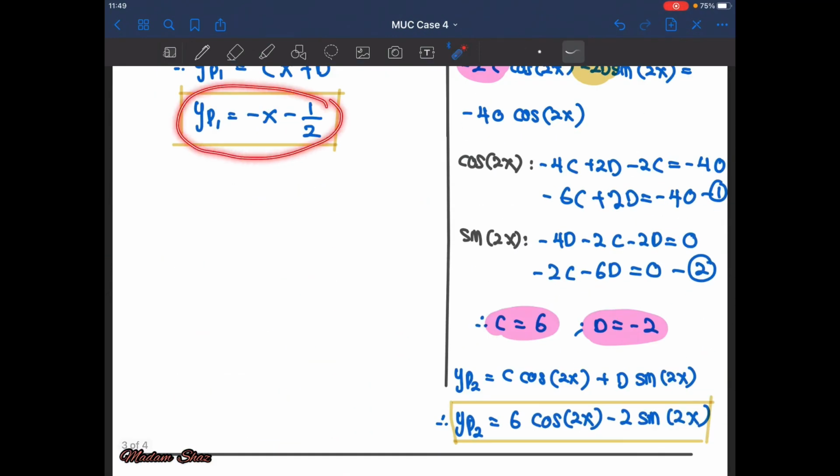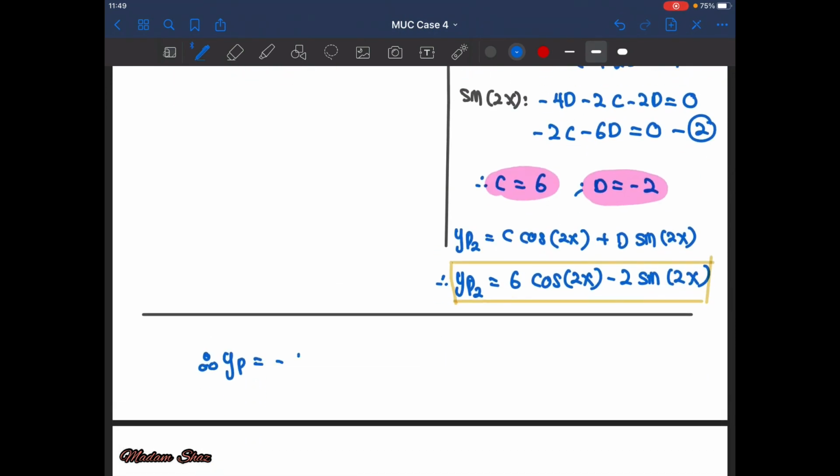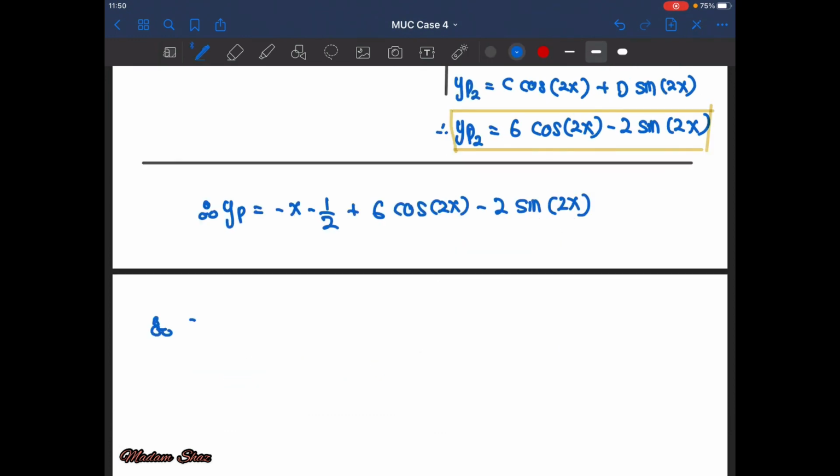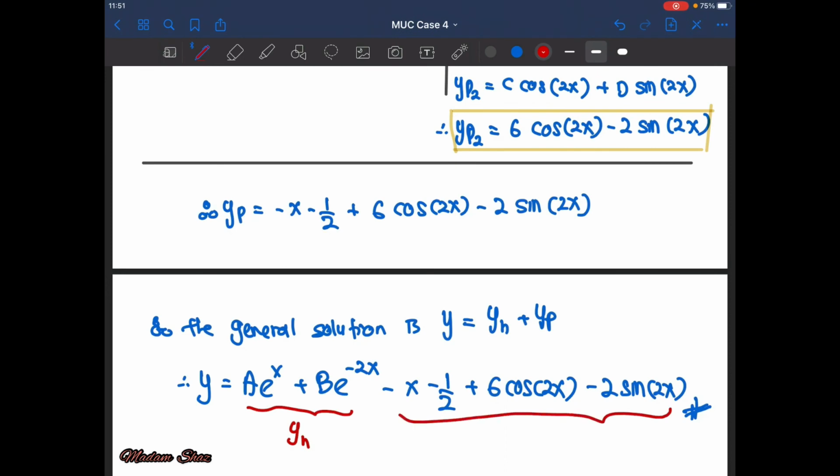So therefore the solution for the yp is yp1 plus yp2. So therefore yp is equal to yp1, negative x minus 1 over 2, plus 6 cos 2x minus 2 sine 2x. So this is the solution for the yp. So therefore the general solution is y is equal to yh plus yp. So you have to combine back your yh with the yp. So this is the general solution for this non-homogeneous equation, whereby this is the yh and the whole thing here is our yp.